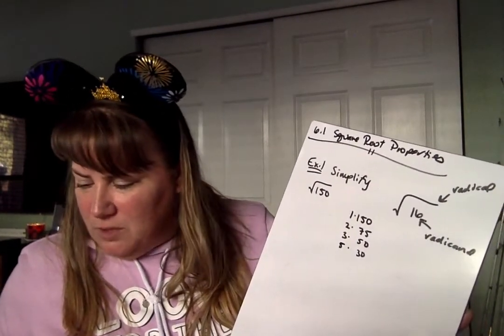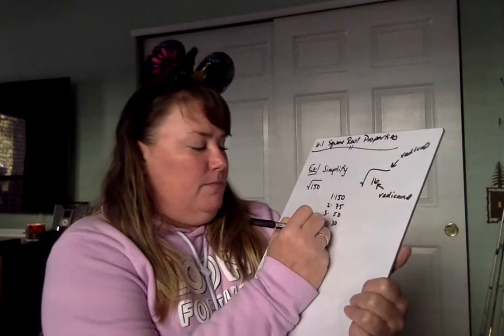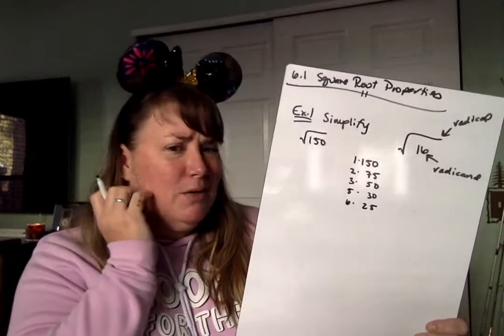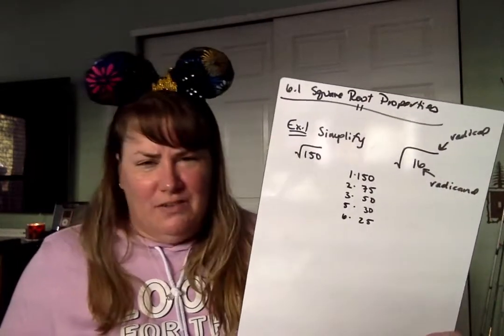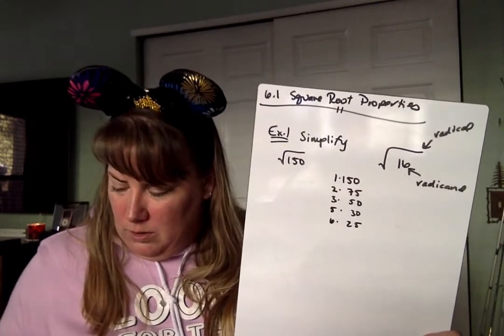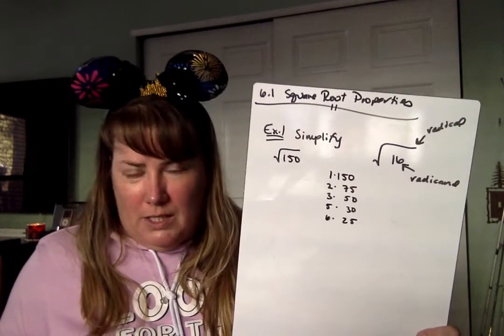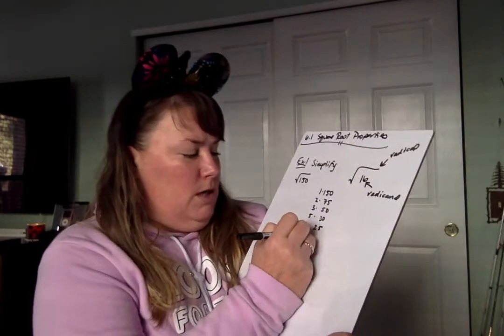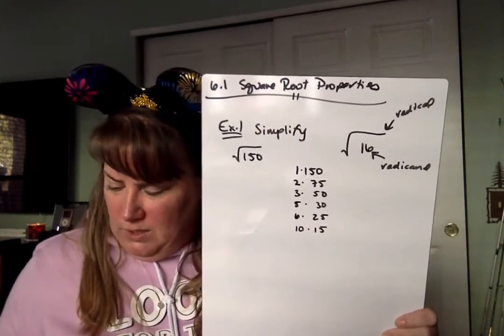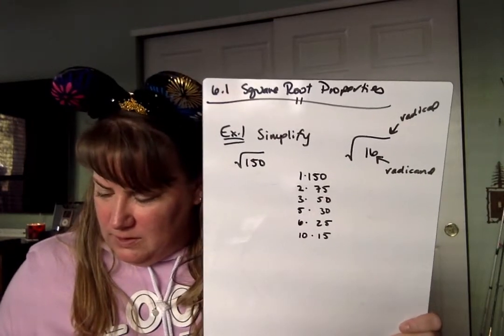And remembering your divisibility rules. Oh, yes, it does. 25. My bad. Knowing your divisibility rules was really going to help this a lot. 7? Nope. 7 doesn't work. 8 doesn't work. 9. 10. Yep, 10 works. 10 times 15. I don't think there's anything else. 5, 6, 9 doesn't work.